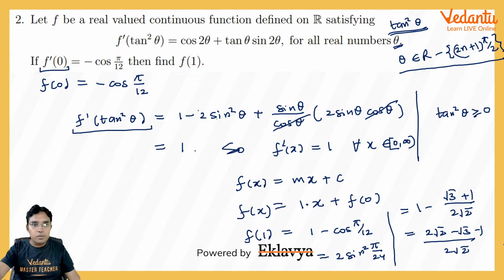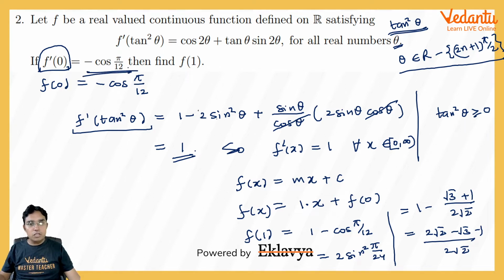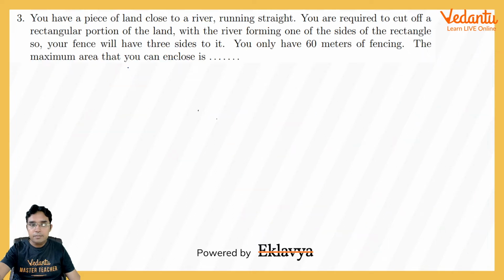Okay, now coming to the next question, but before that let me tell you this was an easy question, although there was a correction, so they would have given a bonus. I think you might have wasted some time on this question, because in the exam it will be confusing that f dash tan square theta is coming out to be 1, but they are saying f dash 0 is minus cos pi by 12, which cannot be equal to 1. So this was a bit confusing, I think.